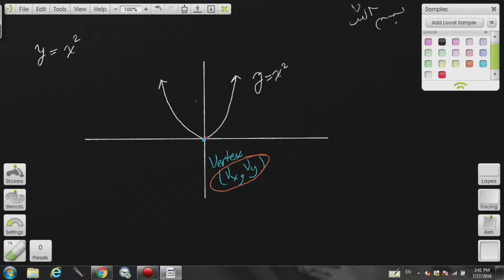Now, parabolas can be like this, and parabolas can be upside down too. In this case, this point here, the turning point, is called the vertex, and it will have its own ordered pair Vx, Vy, the x coordinate of the vertex and the y coordinate of the vertex. So that's the vertex.